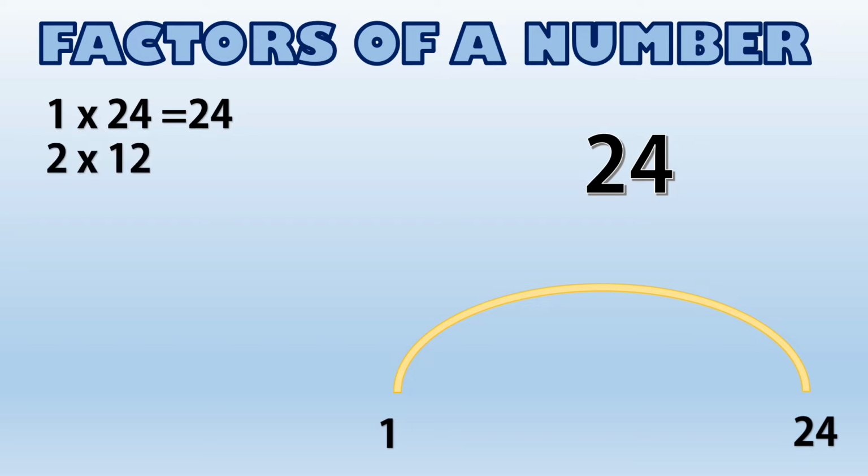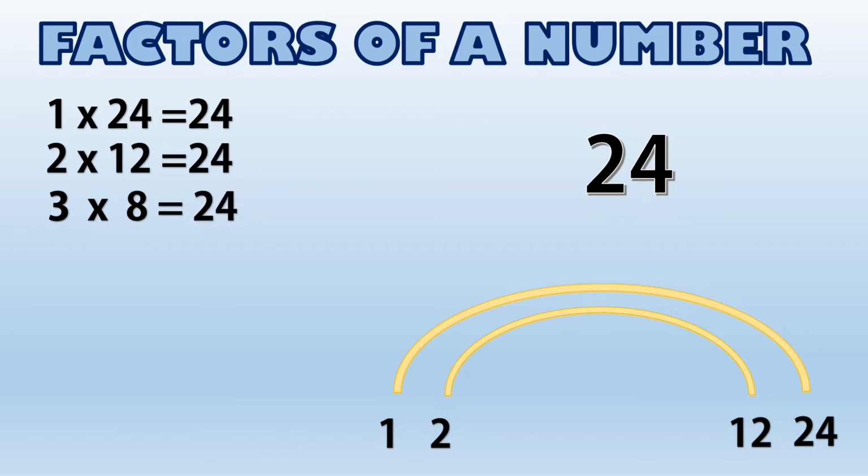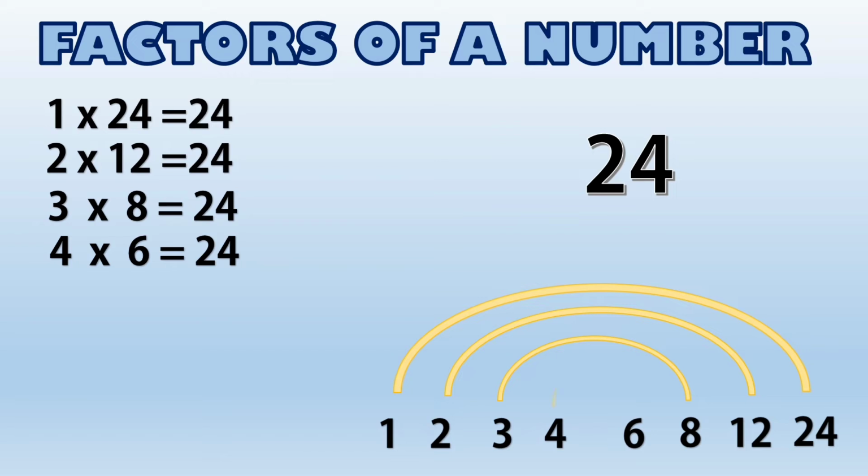Next is 2. 2 times 12 is equal to 24. So 2 and 12 are factors of 24. Again, repeat the process. Continue putting an arch over every pair of factors of 24. Next is 3 times 8. 3 times 8 is equal to 24. So 3 and 8 are factors of 24. Next is 4. 4 times 6 is equal to 24. Thus, 4 and 6 are factors of 24.